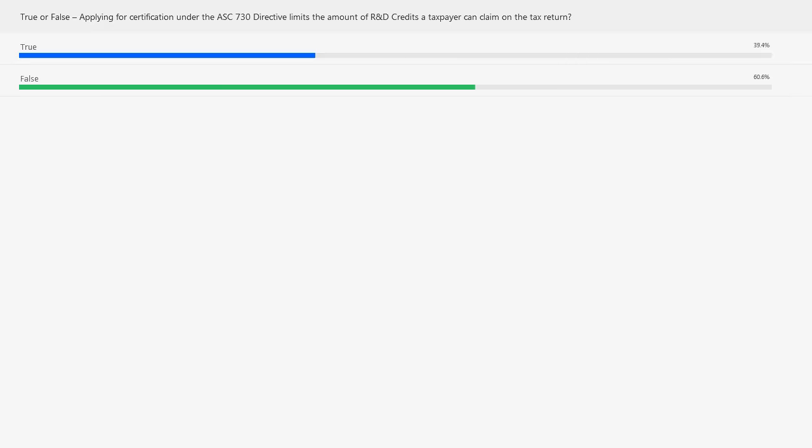So the overall limit, or the overall amount of the credit that is realized using the directive, is not limited. There are some adjustments that we described as far as how to calculate it, but as far as the actual amount that is realized using the directive, that is not limited. So false would be the answer.